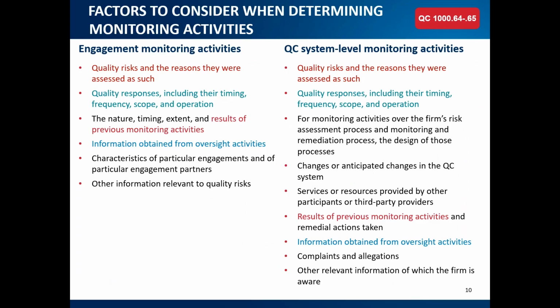Additional factors that are relevant when performing monitoring activities at the QC system level include taking into account the design of the firm's 2 process components, that is, the firm's risk assessment process and the monitoring and remediation process, since the monitoring and remediation process also applies to these 2 components of the firm's QC system. Changes or anticipated changes to the QC system, services or resources provided by other participants or third-party providers, remedial actions taken to address previously identified QC deficiencies, complaints and allegations, and other relevant information of which the firm is aware. Since a firm's QC system is a continuous and iterative process, these factors will generally lead a firm to perform different monitoring activities or employ different monitoring approaches over time.